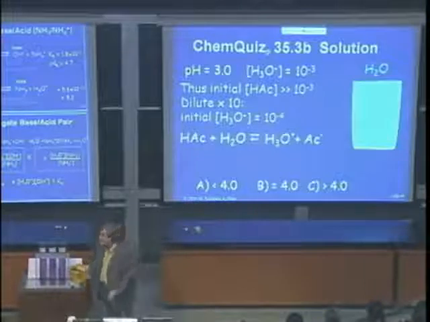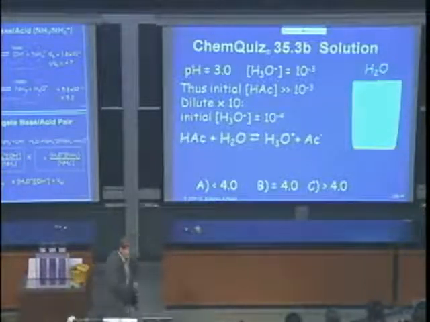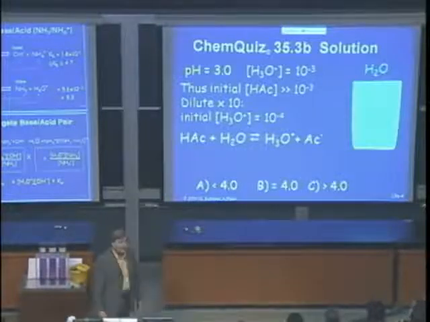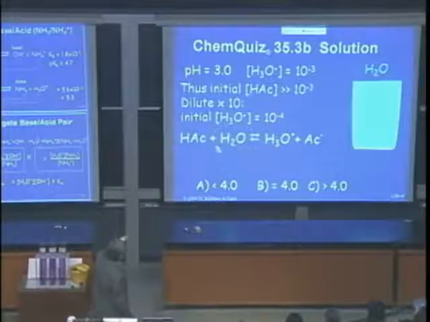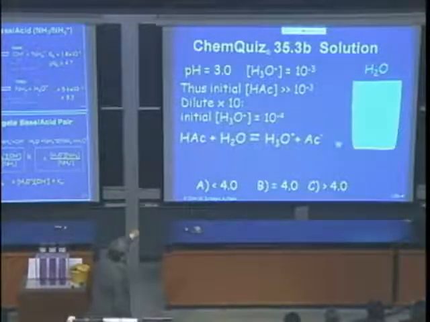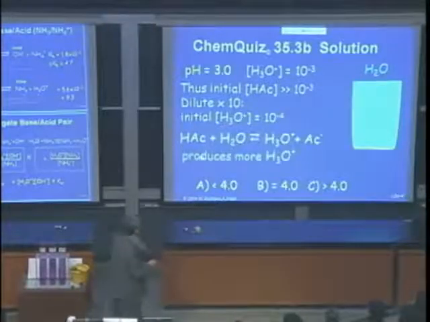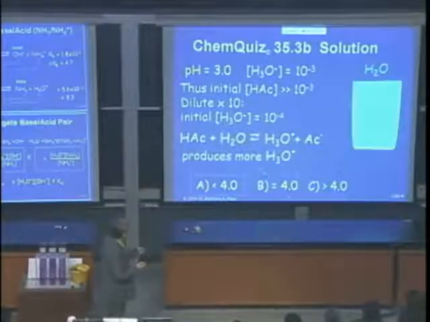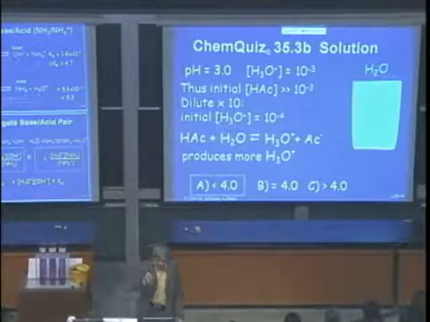10 to the minus 4 molar. Now we react with this water because we put a whole load of water in there. The undissociated acetic acid, the weak acid, reacts with the water to make H3O+ and the acetate ion. With this, the H3O+ concentration goes up, and the pH will be lower than 4. Okay, it produces more H3O+, and this is smaller than 4. Okay, this was a tour de force.